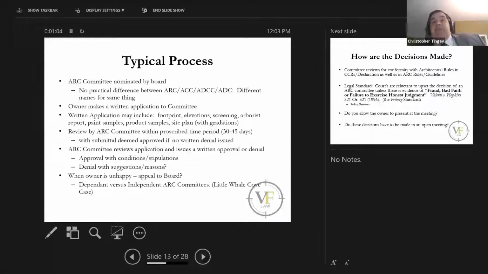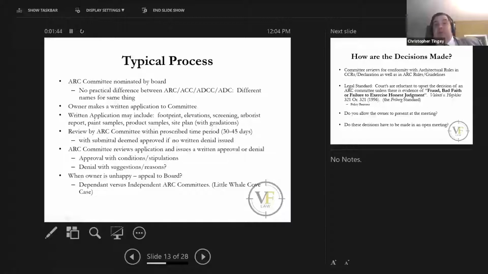And it starts with the declarant. So while the declarant is in control, the declarant can appoint the architectural review committee members. And then once the declarant is gone, it happens with the board. Now, what happens if you can't get people to serve on the architectural review committee, or you can't get enough? Maybe your documents say a committee of 3 or no fewer than 3 or something like that, and you can't get enough people.